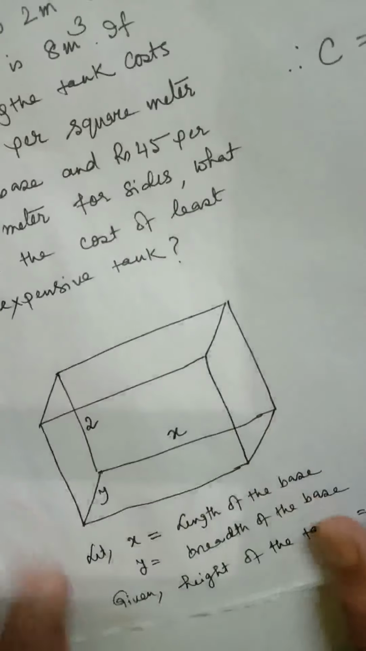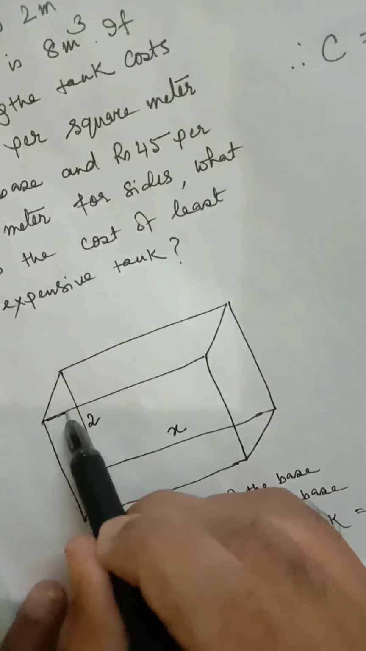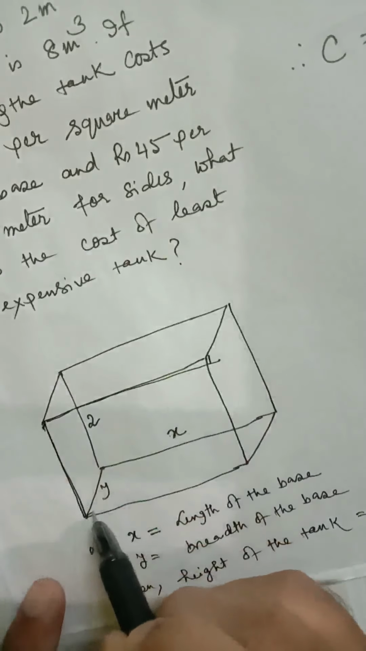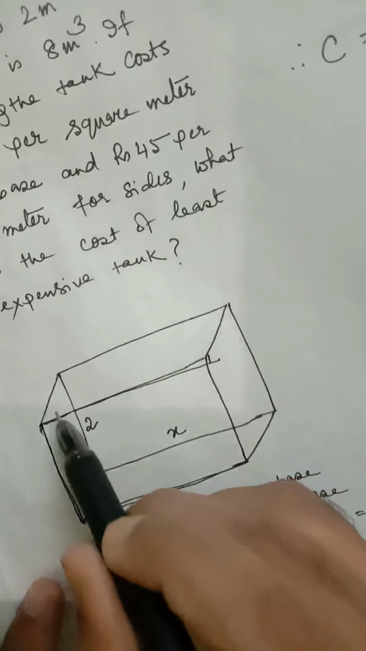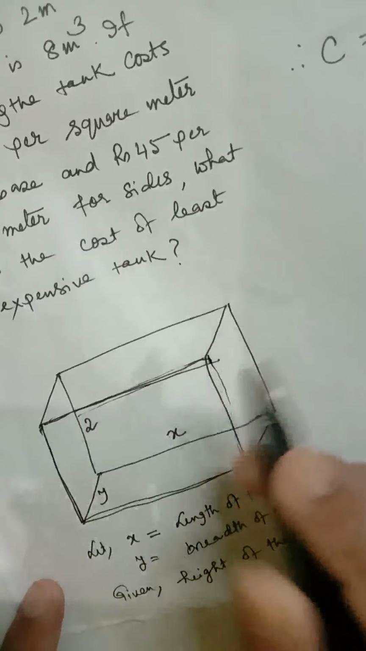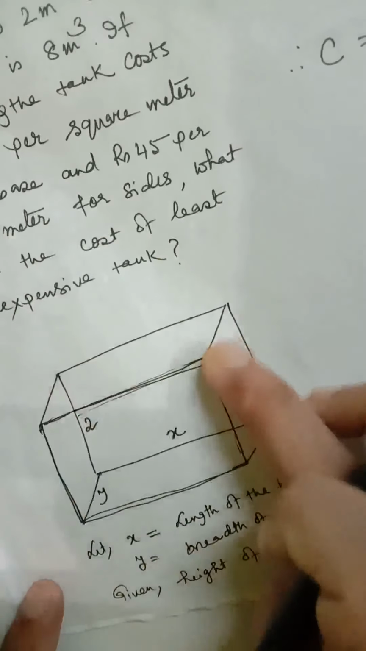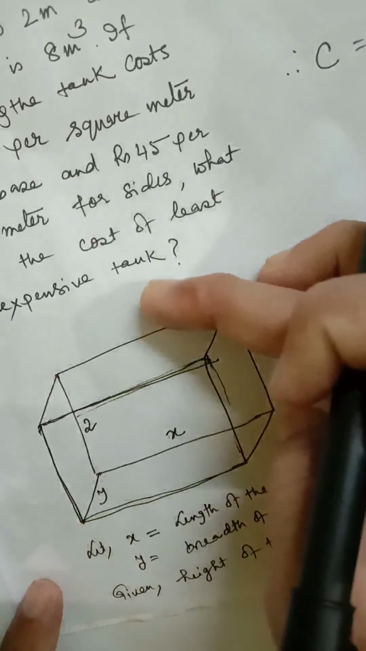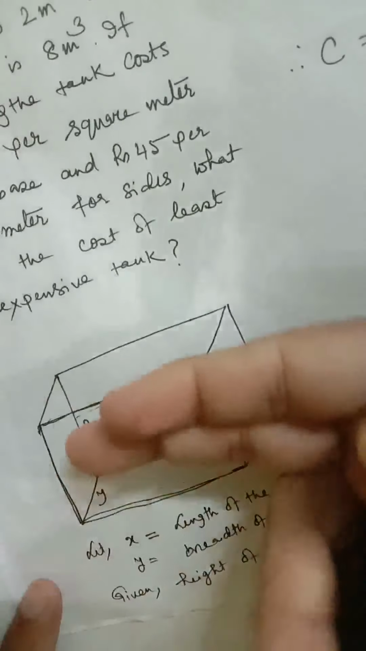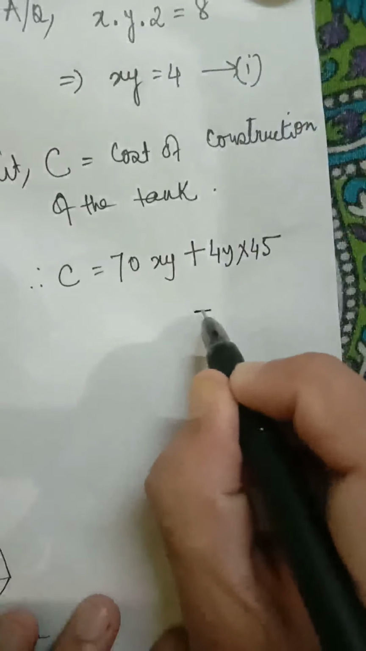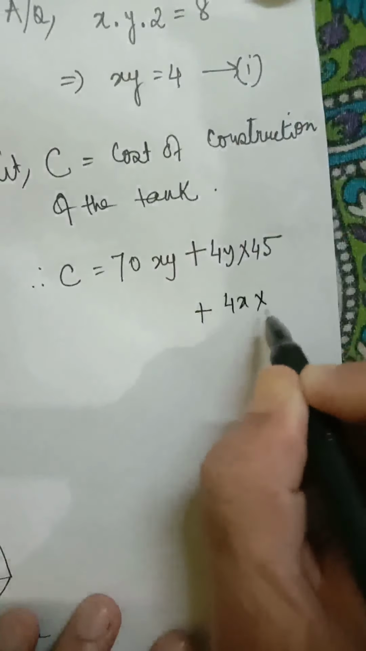Next, what is the area of this side? Area of this part, this wall. Now you can see the length is x and the height is 2. So area of this part, length into breadth, 2x. Area of front side is 2x. Similarly, area of back side is also 2x. So total area of the front face plus opposite face is 4x, and cost of construction is again rupees 45 per meter square. So 4x into 45.